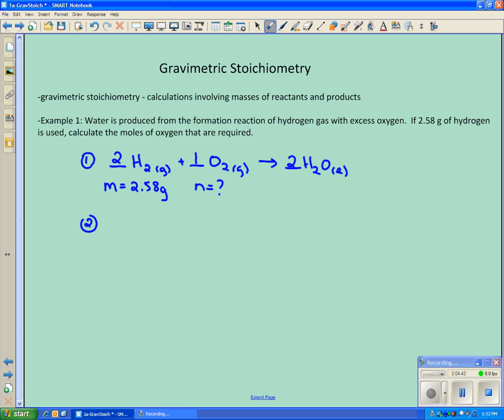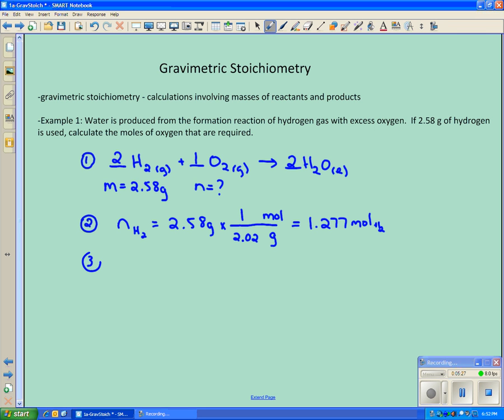Step 2 is to calculate the moles of our given substance. So the only thing we can calculate moles from is the hydrogen gas. So we're going to calculate moles of H2 using the 2.58 grams and the molar mass. So we want moles over top of grams so that we end up with moles as our final unit. Hydrogen gas has a molar mass of 2.02, and so this calculation gives us 1.277 moles of H2. It's a good idea to label your units with the compound or substance that you're working with at the time.